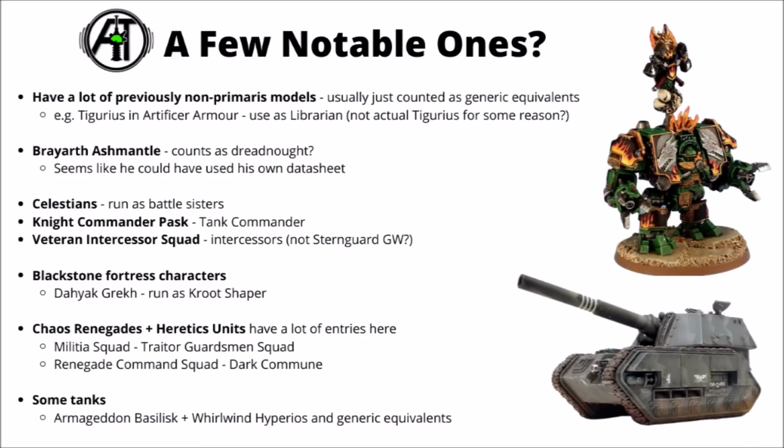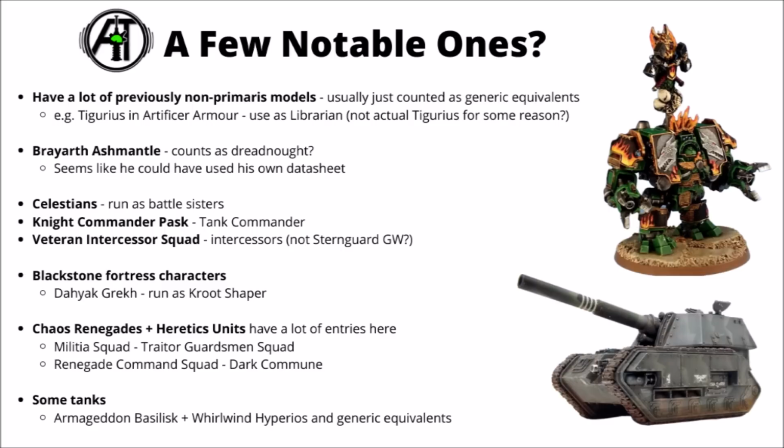They do seem to have a fair few previously non-Primaris models, things like Tigurius in Artificer armour, or Corsarro Khan on foot. These just seem to be recommended to be run as the generic Space Marine Librarian or Captain datasheets, so that does seem like a strange choice to me. Not sure why they wouldn't just have them run as their Primaris equivalents.